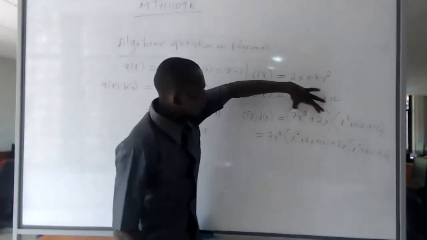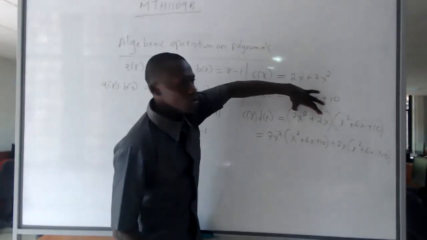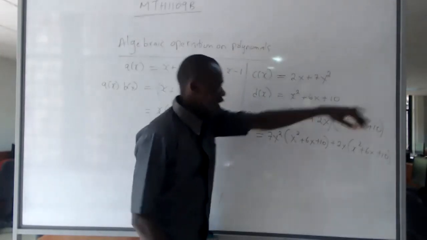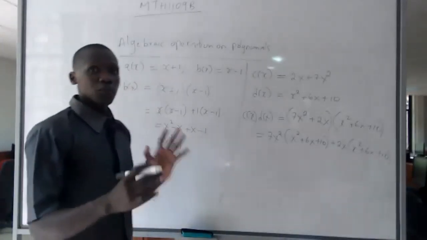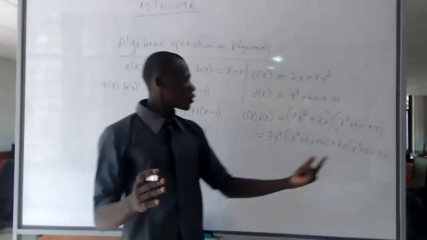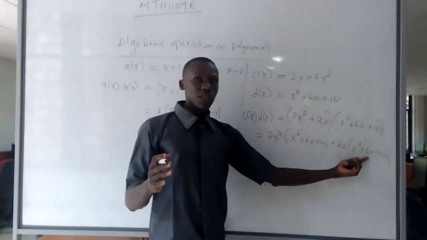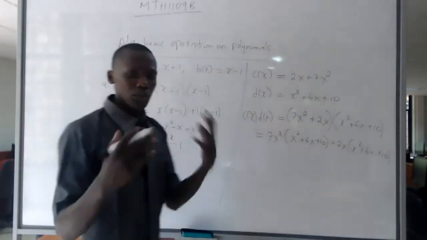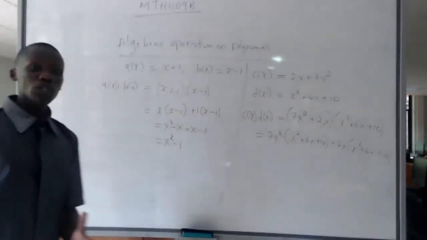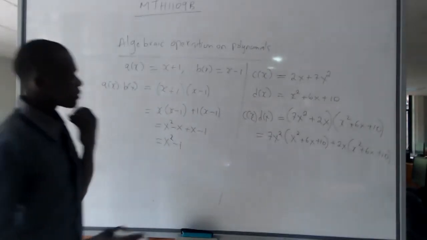Take each of the terms of the first polynomial and use it to multiply all the terms of the second polynomial. And remember, this procedure is commutative. I could also start with x squared plus 6x plus 10 and do it the other way around. Because multiplication is commutative, you will get the same result.